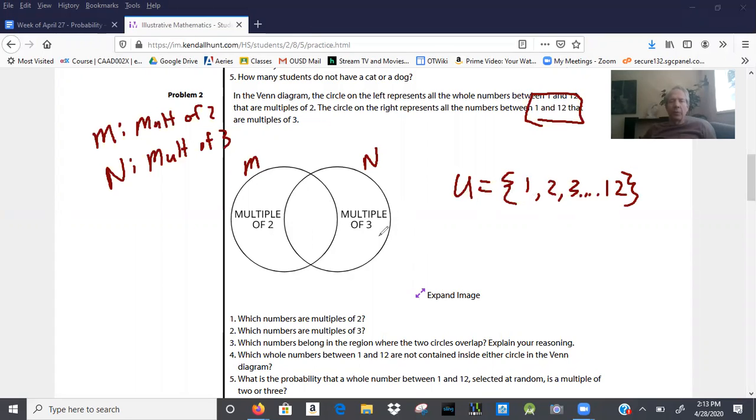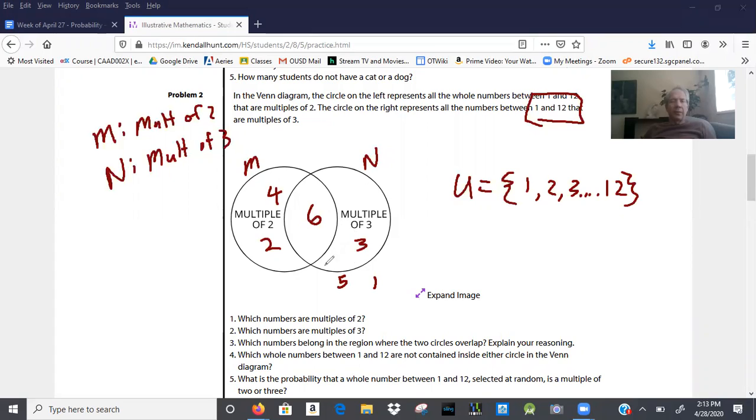1, well, it's not a multiple of 2 or 3, so it's out here. 2, definitely a multiple of 2. I can divide that by 2. 3, definitely a multiple of 3. Notice I'm not putting it in the middle because 3 is not divisible by 2 and 2 is not divisible by 3. 4 here. 5 doesn't fit in either one. 6. Where does 6 go? Right, 6 goes in the middle.